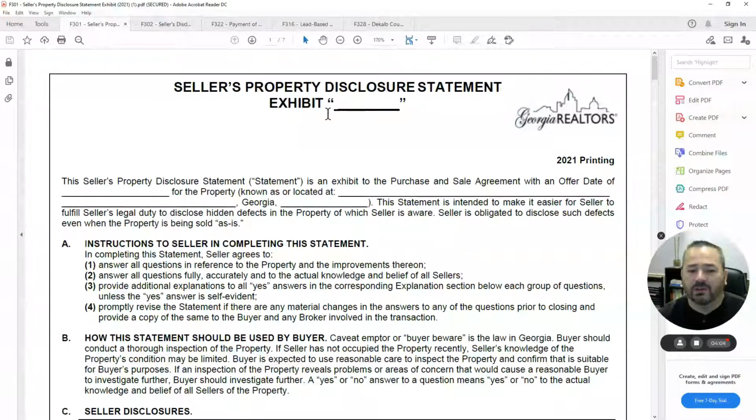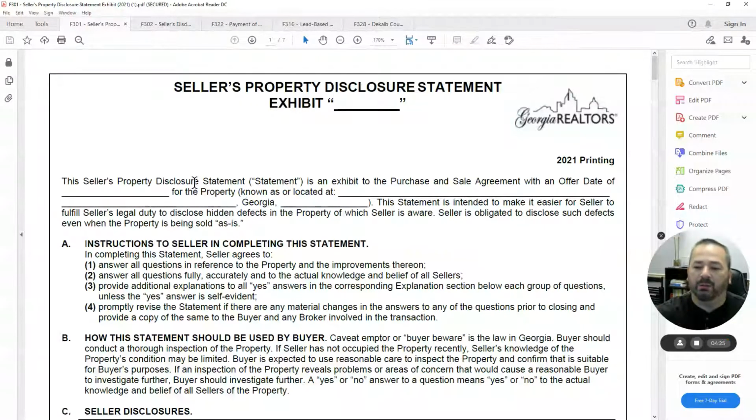One is what's our exhibit letter going to be? Where is this getting attached to the contract? Is this going to be exhibit A, B, C? So when we're filling it out with our seller before we have a contract, we leave this blank. We also don't know what the offer date is, so we leave that blank.